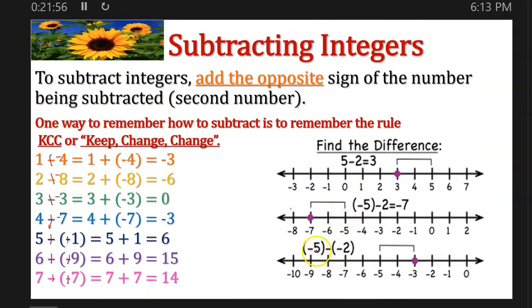And then the last one, negative 5 minus negative 2. We start at negative 5. And then when we do our keep, change, change, that means we need to add 2, and we end up at a positive 3. So again, this one, if I did keep, change, change, that would be negative 5 plus negative 2, which gives us a negative 7. And if I do keep, change, change here, that would be 5 plus negative 2, which is a positive 3.